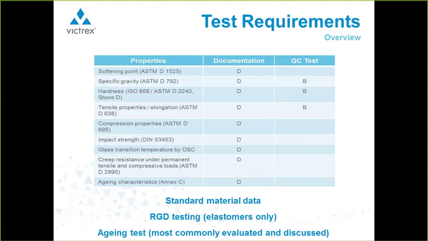Then for elastomers, there's a rapid gas decompression test. This isn't required for thermoplastics because thermoplastics are clearly far more resistant to rapid gas decompression. So we then move on to the aging test, which in my experience is the most discussed and reported aspect of either standard. And it's this aging test and the results therein which I will be focusing on in the coming slides.